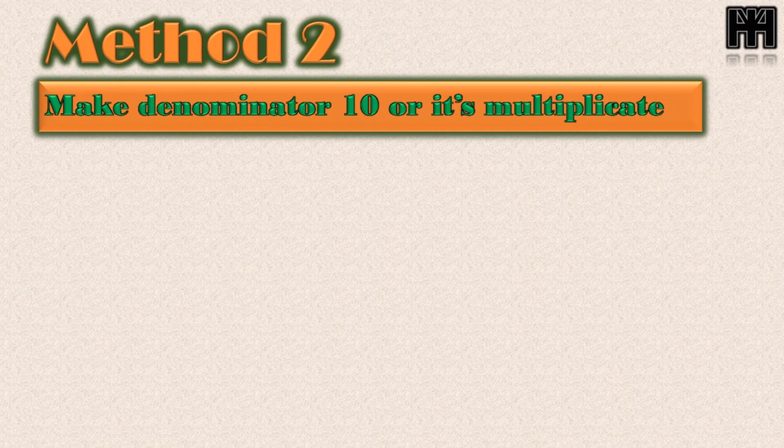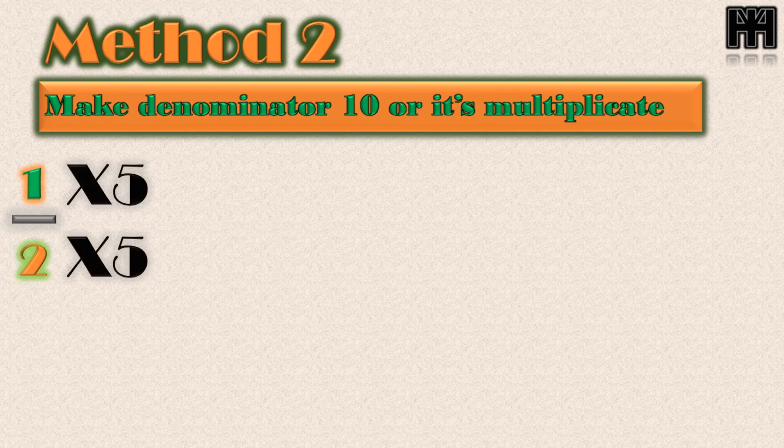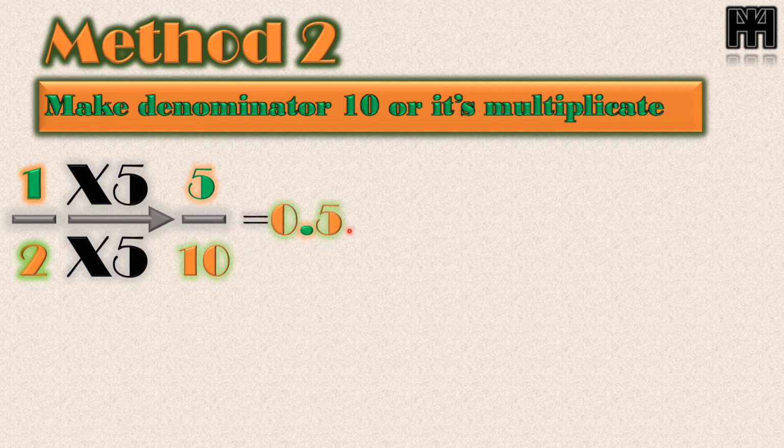Method 2. We can make the denominator 10 or its multiples, such as 10, 100, 1000. It will be much easier like that for us to get the decimal value out of the fraction. Let's take one half here as an example. If you multiply them by 5 up and down, it gives us 5 over 10. You see the denominator became 10.